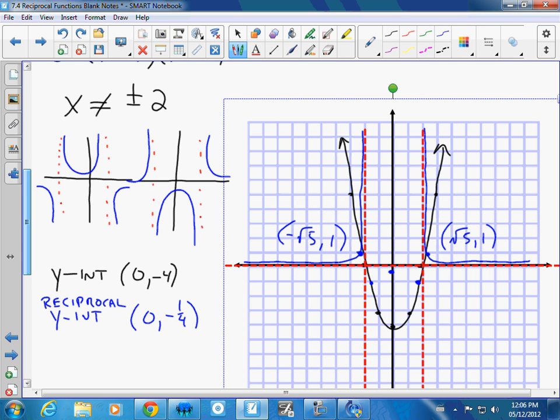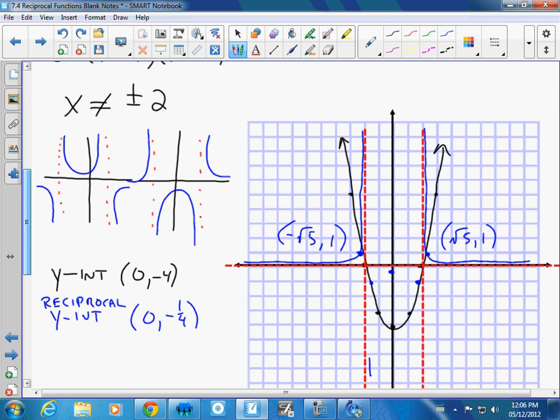All right, try to draw this one in. Oh boy. There we go. Whoa, that's way off. Nice graph, eh?